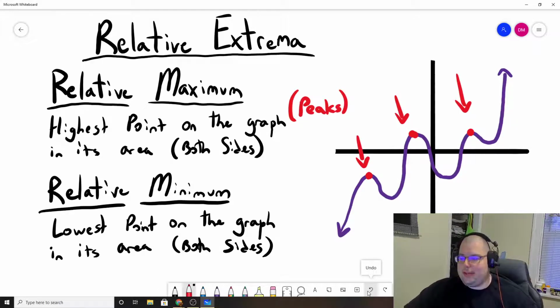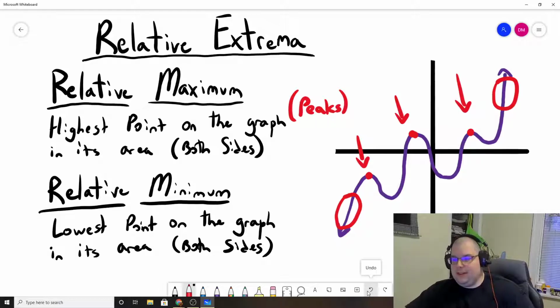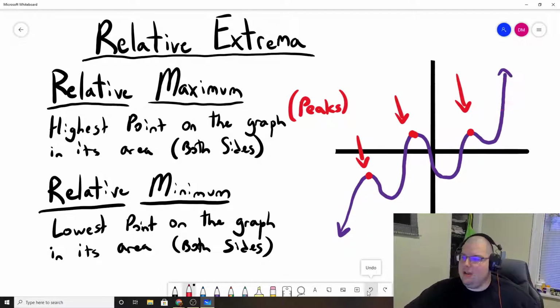Highest point in its area on both sides, which means places like the ends over here where the function's always increasing, like on these two sides, they are not relative maximums because each point has a point just to the right of it that is slightly higher than it. So those don't work. We want it to be the crest, to be the peak of a hill. So that's what a relative maximum looks like.